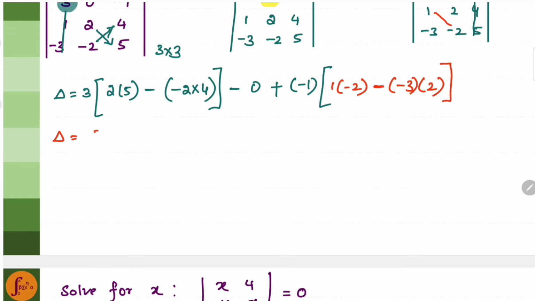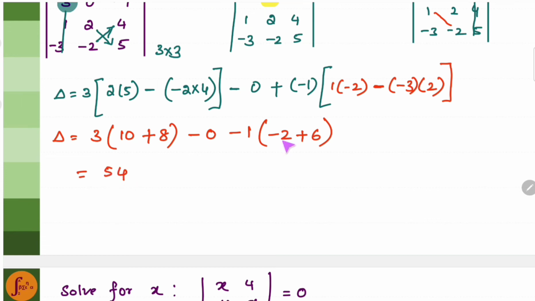The total is going to be 3 into 10 plus 8, minus 0, minus, this is going to be minus 1 into minus 2 plus 6. So you're going to get 8 plus 10 is 18. 18, 3s are 54. 6 minus 2 is 4. 4 into minus 1 is minus 4. So the determinant is going to be 50.